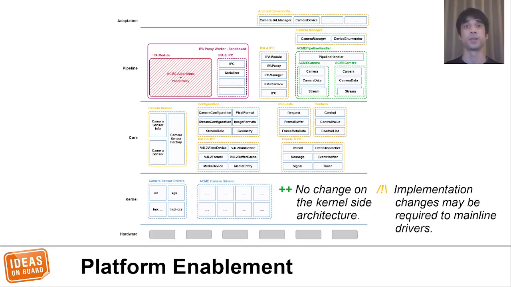At the very bottom, we have hardware and kernel drivers. These are not part of libcamera, but they obviously need to be implemented for camera support. As long as they implement the Media Controller API, no change is required on the kernel side to work with libcamera. Though, upstreaming kernel drivers may require changes as part of the review process with the kernel community.